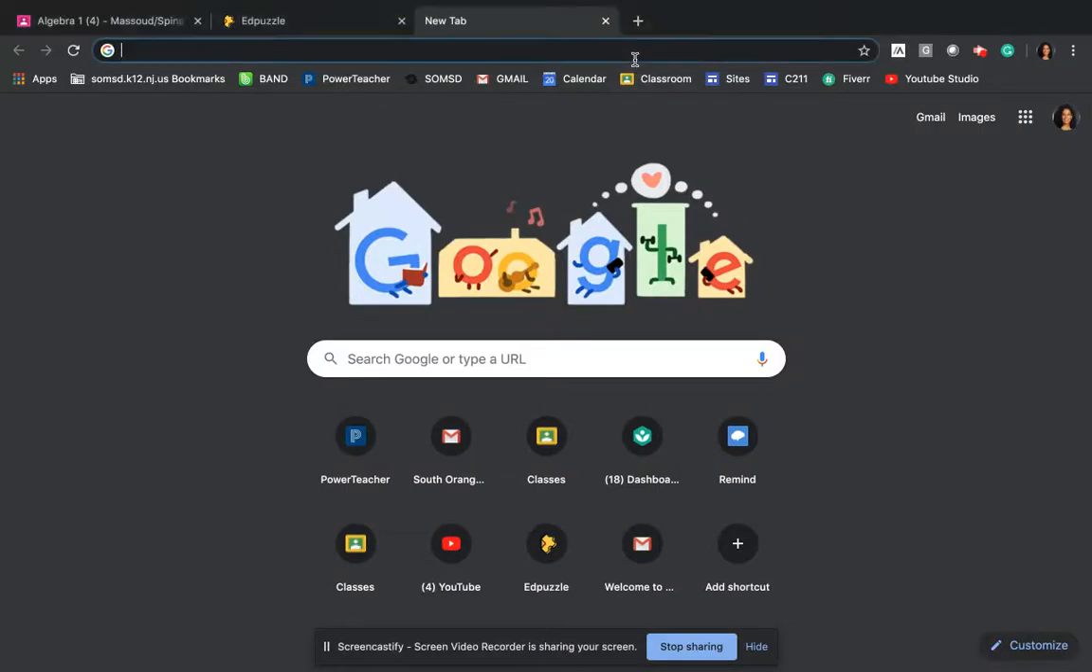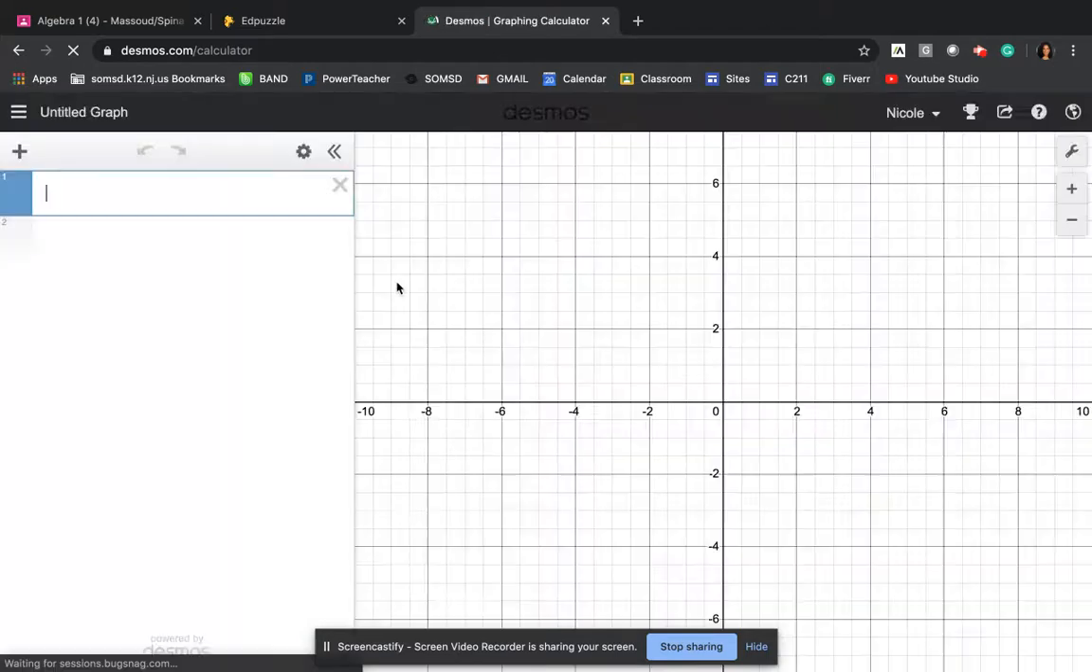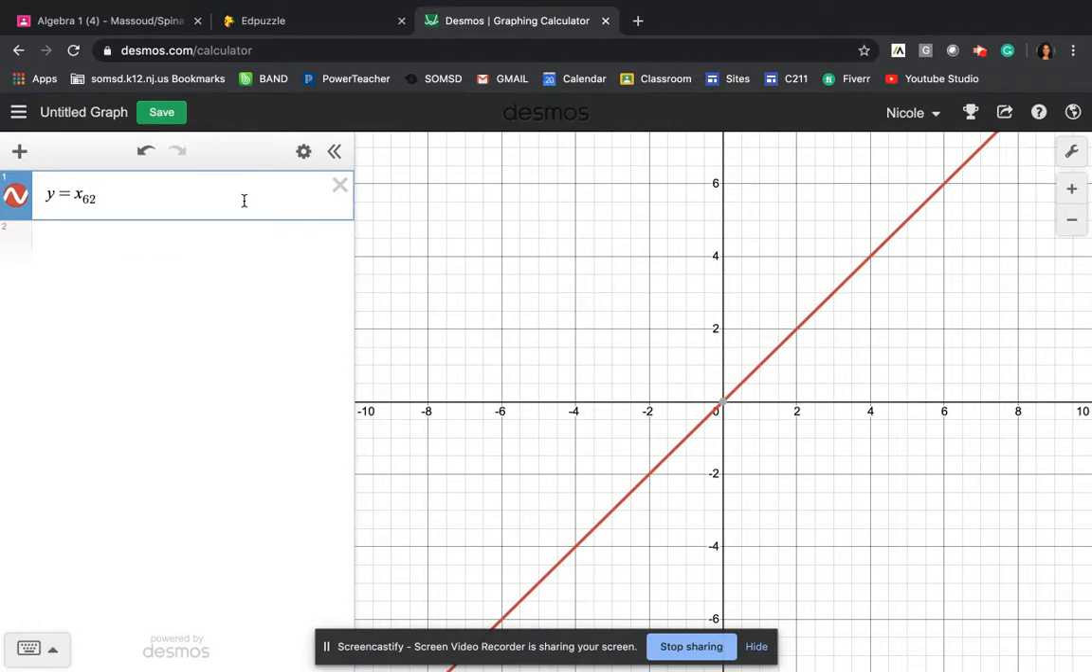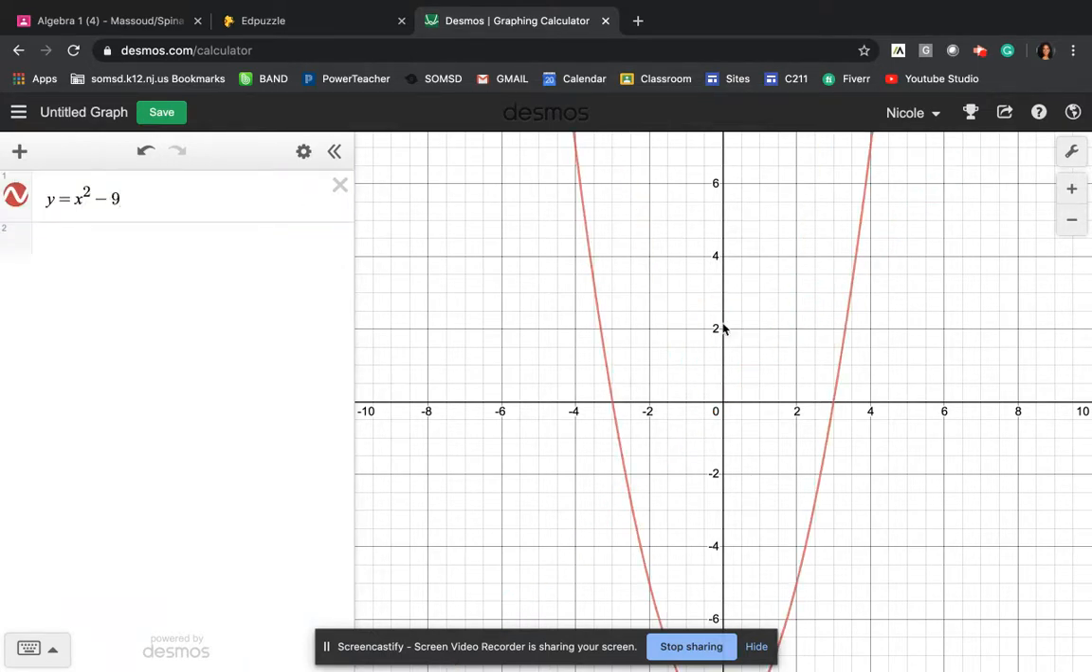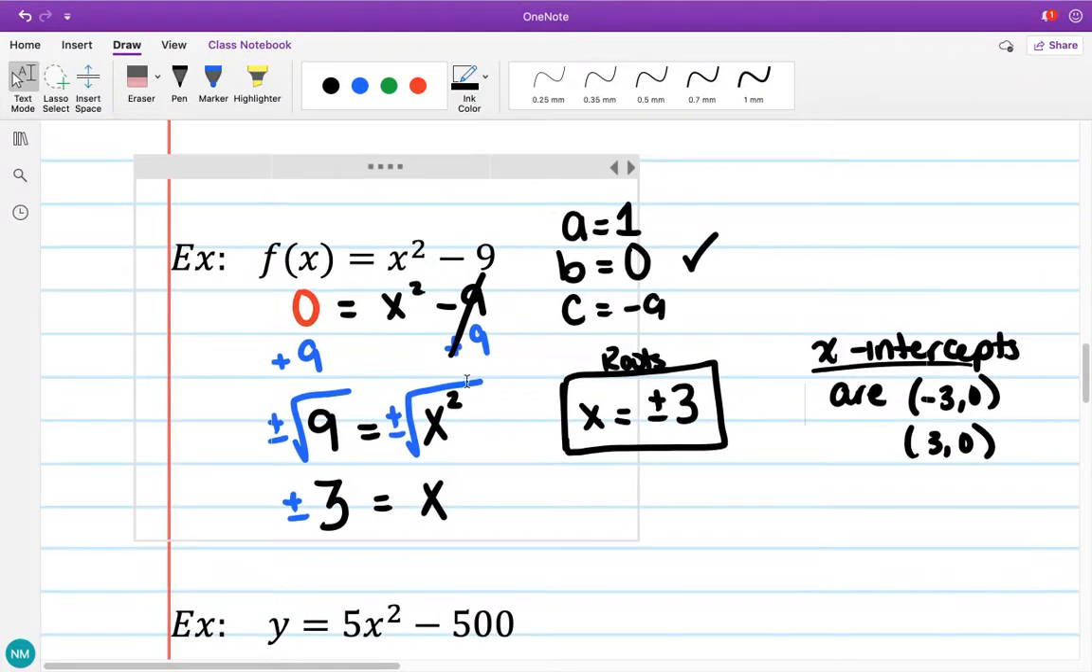So let's look at what that looks like on Desmos. So it was y equals x squared minus 9. Look at that. X-intercepts at -3 and 3. So it's really important that this gives me my x-intercepts, but I can only do it if there's no b value.